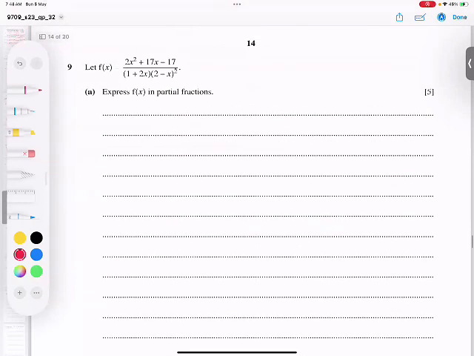Question number 9, we have to go for partial fractions. He mentions here. Okay, every time when you start, you have to keep your eye on the highest power here. What is the highest power? 2. And what is the highest power in the denominator? 2 from here and 1 from here, 3. And this is called a proper fraction.